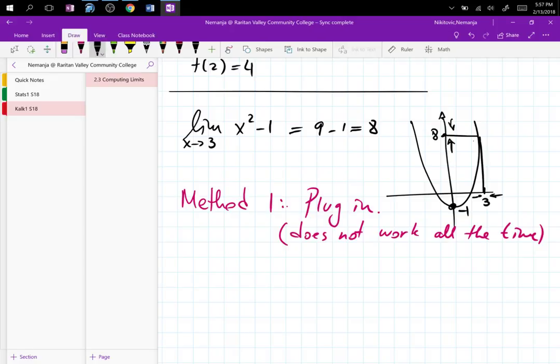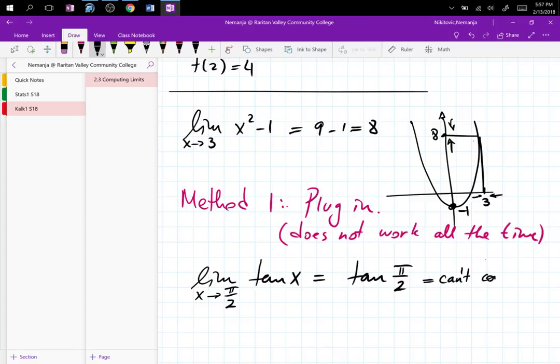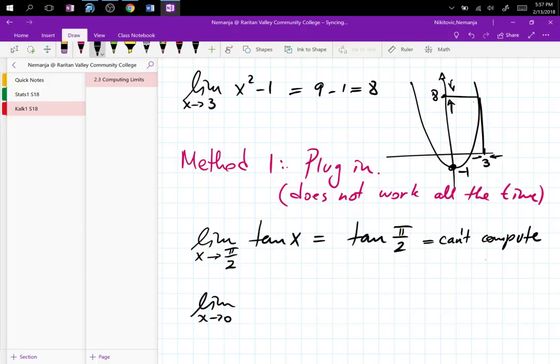So immediately, here is the example where it doesn't work. Say you have the limit as x goes to pi over 2 of tangent x. The limit does not exist, and you can't plug in, because you will have a tangent of pi over 2, and the tangent at pi over 2 has a vertical asymptote. Can't compute. Another example is the limit as x goes to 0 of 1 over x. That also can't be computed. So the method can fail.